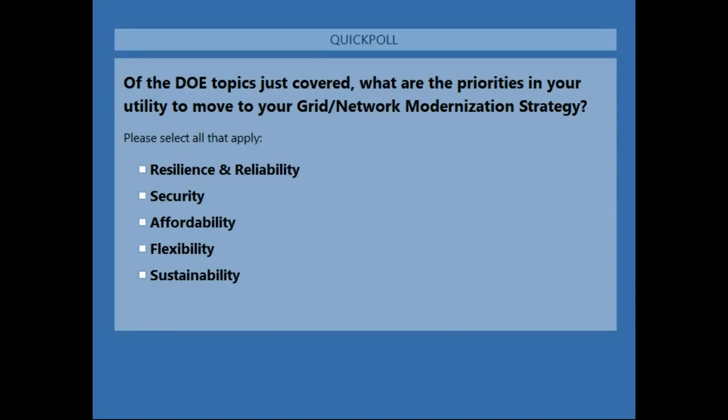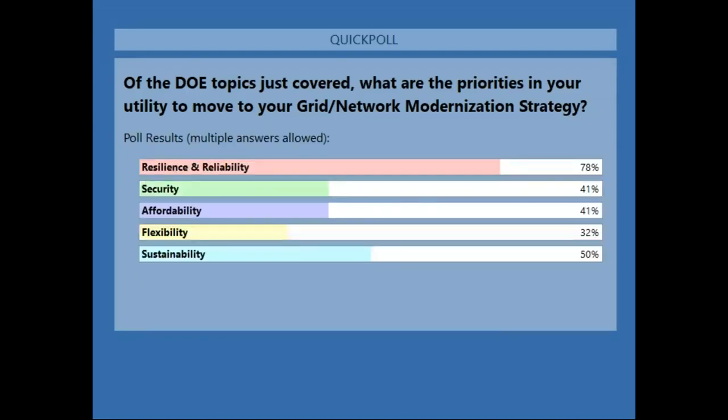So I'm interested to know, is it resilience, reliability? Are you mainly focused on security? Is it affordability? Is it building out your flexibility? Or is it sustainability and how we're going to meet our renewable targets by, say, 2035, 2040, 2050? All right, we've actually got some good results coming straight back in.